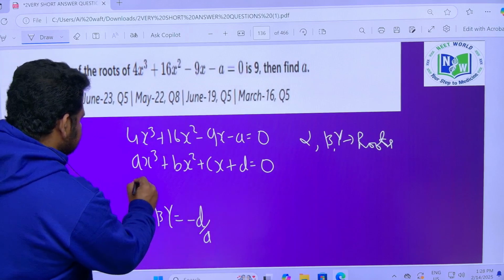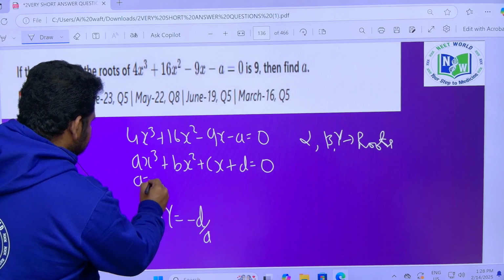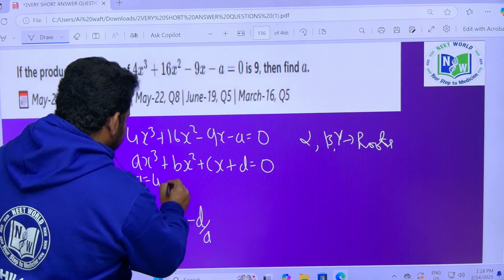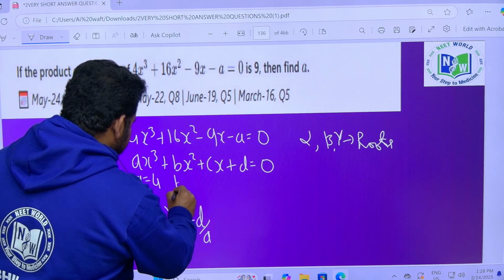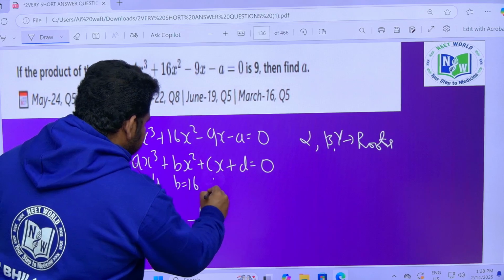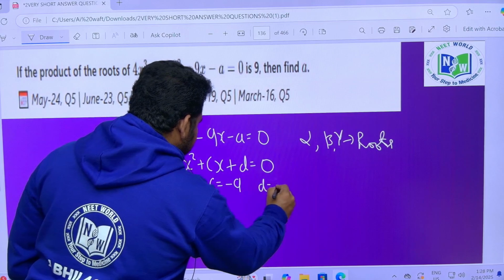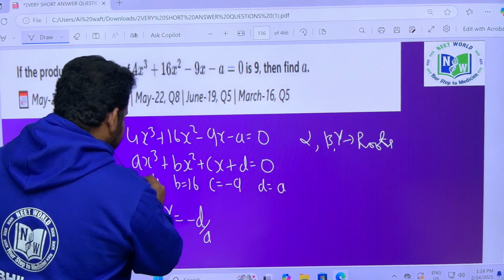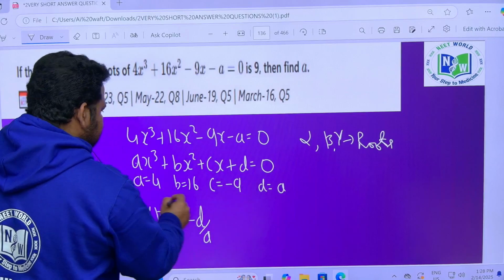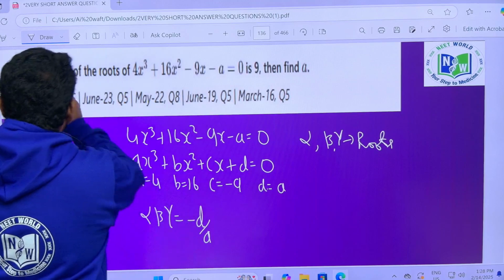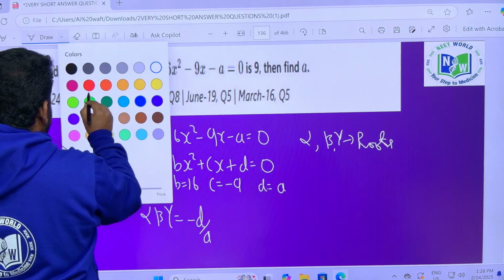Here let us compare this with the given equation. So a will be equal to 4, b will be equal to 16, c will be equal to minus 9, and d will be equal to a. This a is different, this a is different. Let us use a different color for this a.